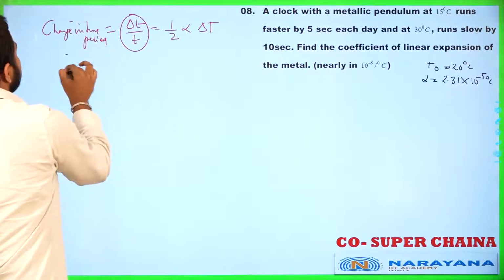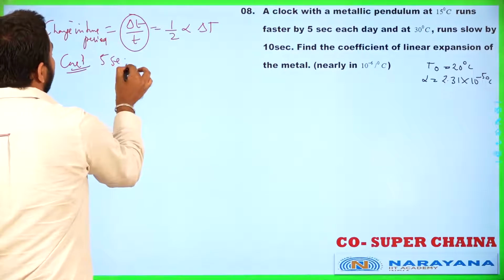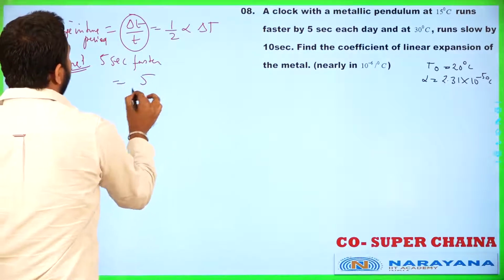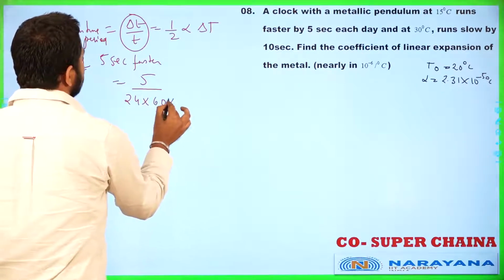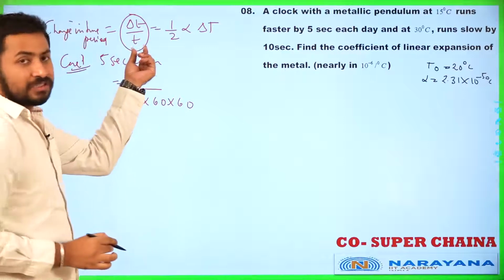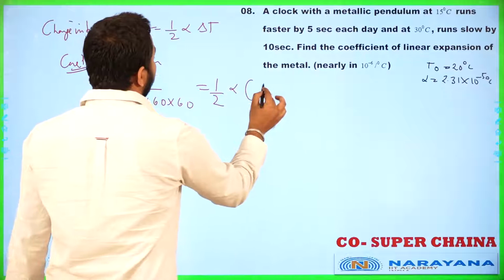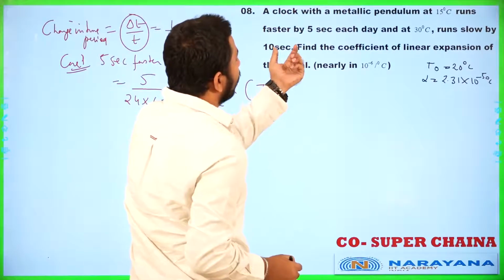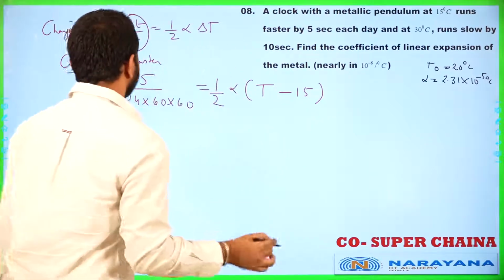So for case 1, that is given 5 seconds faster. So what can we write here? 5 by 24 into 60 into 60, that is my T is 24 hours, into half alpha times T, which is the temperature here, so the pendulum is at 15 degree for the first case.